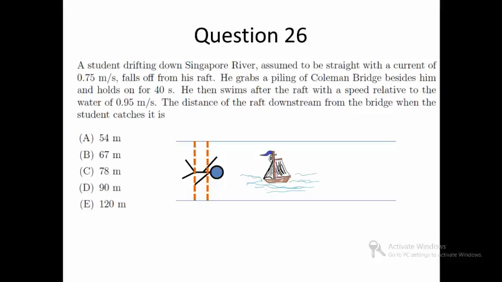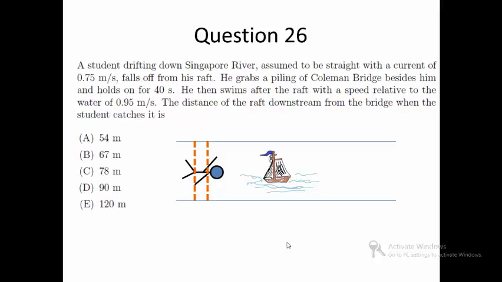Question 26. A student drifting down Singapore River, assumed to be straight with a current of 0.75 meter per second, falls off from his raft. He grabs a piling of Coleman Bridge beside him and holds on for 40 seconds. He then swims after the raft with a speed relative to the water of 0.95 meter per second. The distance of the raft downstream from the bridge when the student catches it is which of the following?